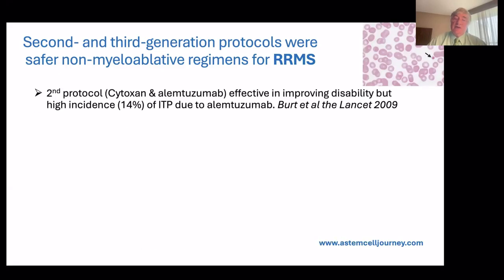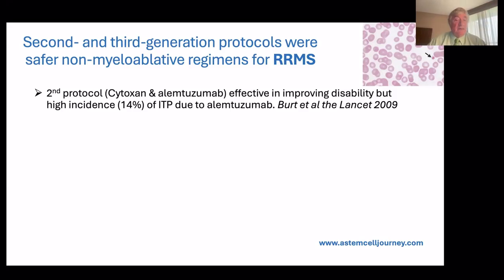So our second protocol used Cytoxan and alemtuzumab, also known as Lemtrada or Campath. Cytoxan, cyclophosphamide, is non-myeloablative. We don't have to give the stem cells back. They'll recover just fine. We give them back because it shortens the period of neutropenia by about 4 days, and the shorter the neutropenia, the better, the safer, the fewer transfusions, fewer infections, the quicker you're out of the hospital.